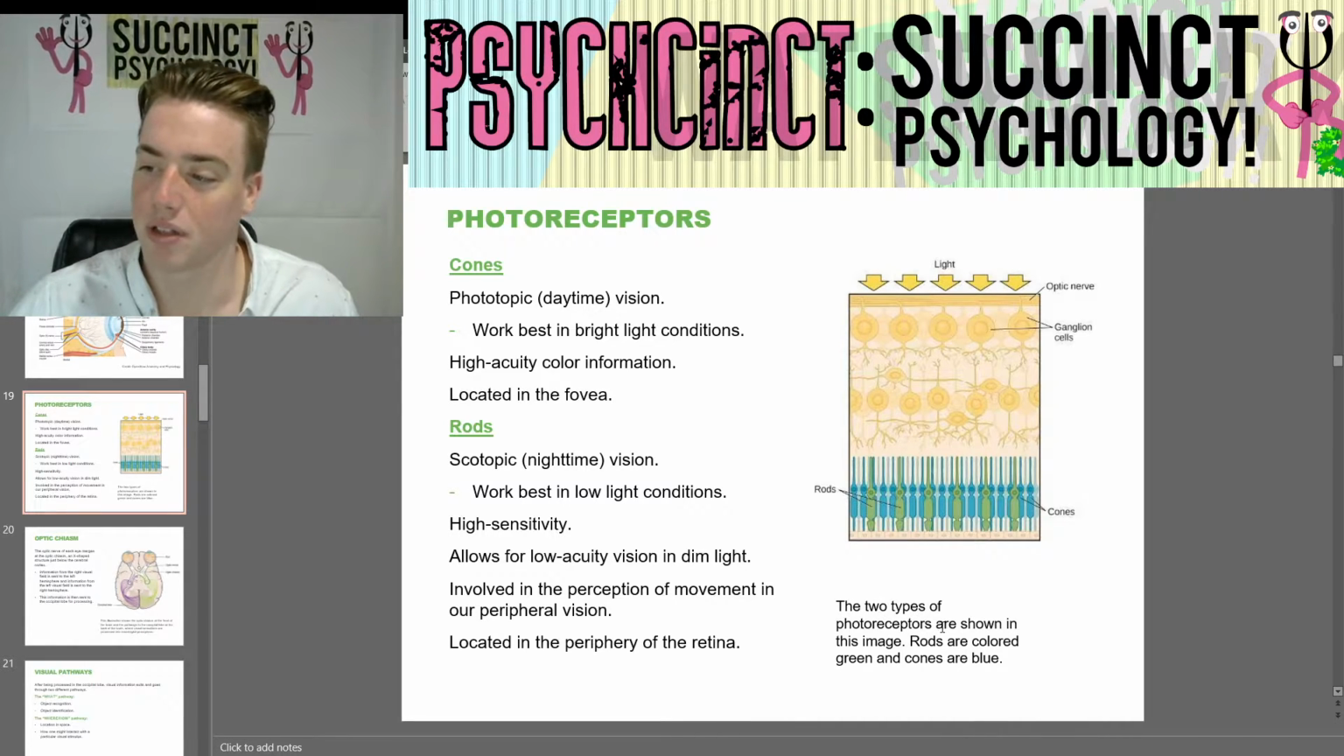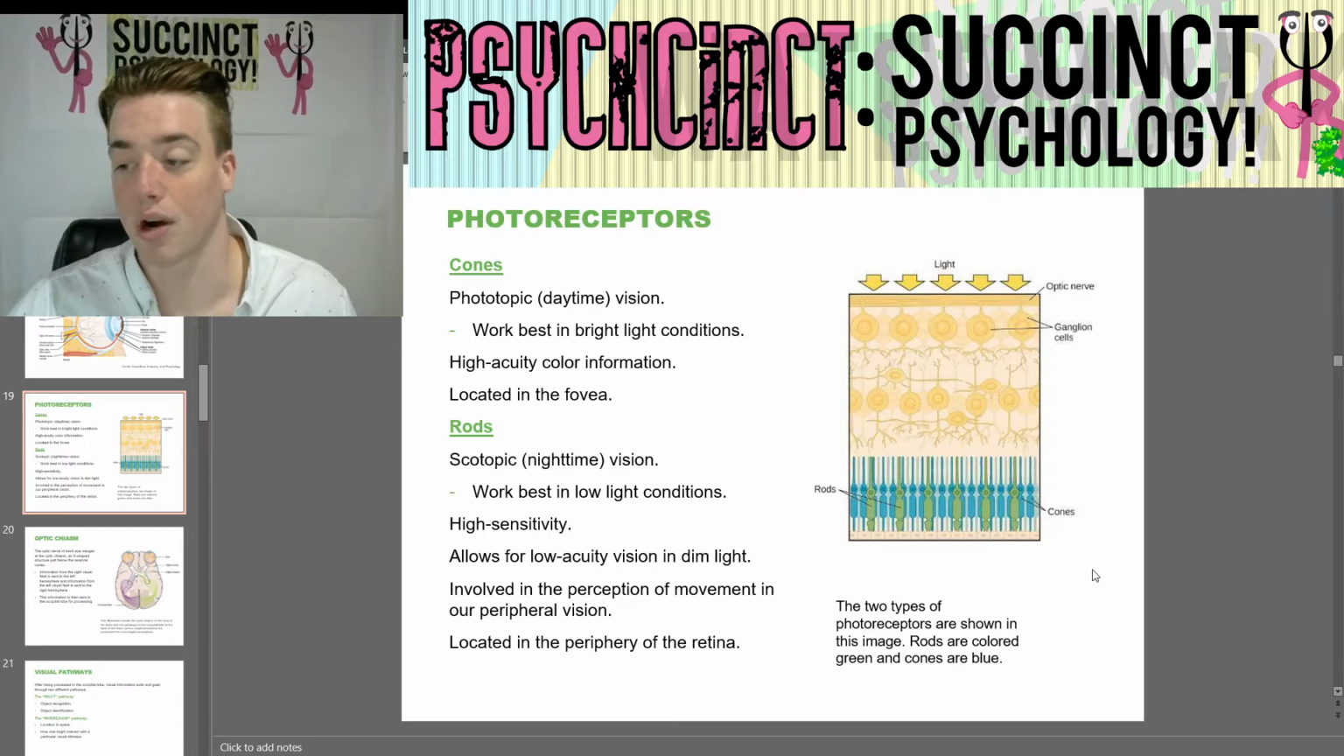So the two types of photoreceptors are shown in this image. Rods are colored green and cones are blue. So here you go, rods and cones.